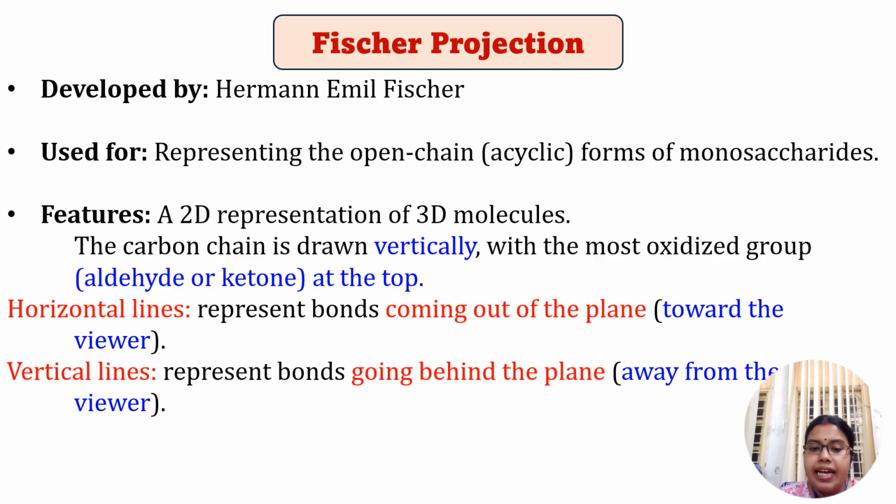So we can classify it like this: vertically we can draw a line. It is the carbon chain with the most oxidized group, aldehyde or ketone, at the top, so either CHO at the top and CH2OH at the bottom. And there are several horizontal lines. These horizontal lines represent the bonds coming out of the plane, that means towards the viewer, and the vertical line represents the bonds going beyond the plane, that means away from the viewer.